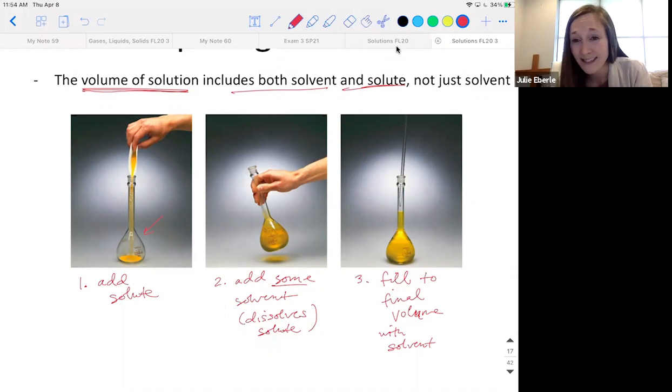So if I ask you on an exam or something, describe to me how to prepare a solution of 50% glucose or whatever, I would expect it in this order. You would list these briefly. You don't write me a paragraph. You just list these steps in this order, okay?